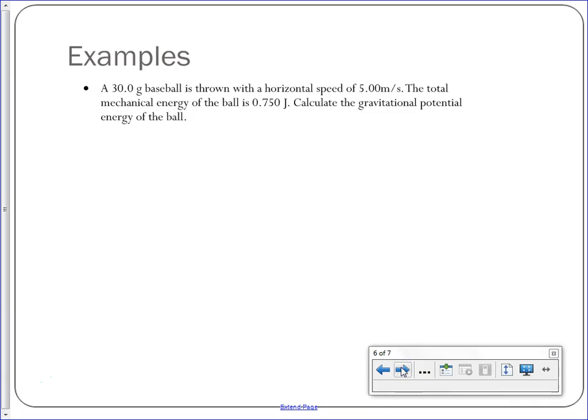A 30-gram baseball is thrown with a horizontal speed of 5.00 meters per second. The total mechanical energy of the ball is 0.750 joules. Calculate the gravitational potential energy of the ball. So let's write down what's important. We see a gram unit here, which is usually a good indicator of a mass. We also see the speed of 5.00 meters per second, and we also see mechanical energy of 0.750.